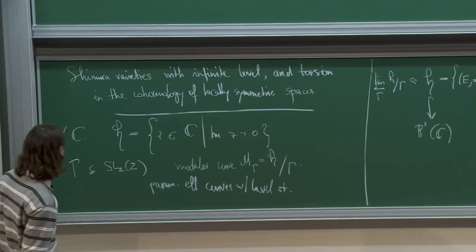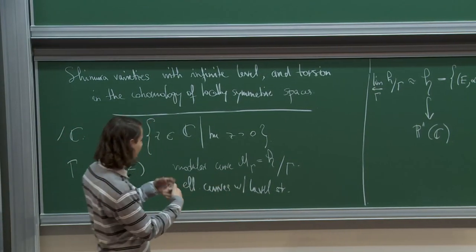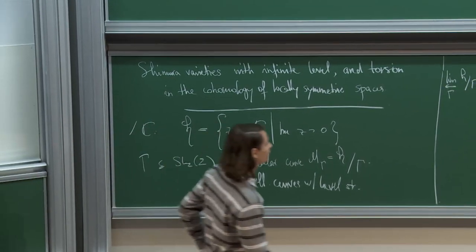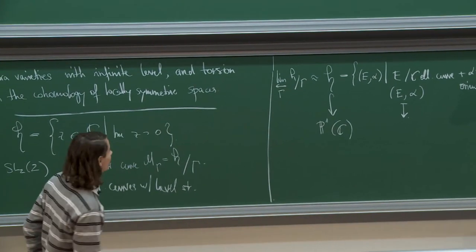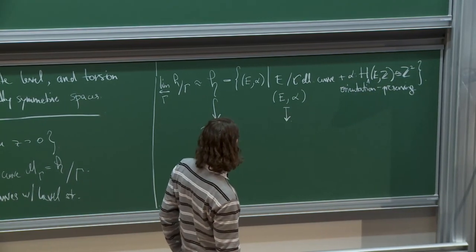Well, in fact, later on I will also confuse things. Yes, this is a modular curve, but usually you take several connected components, and I will confuse the two points of view later on. Well, anyway. And what you do is you send this to the Hodge filtration.